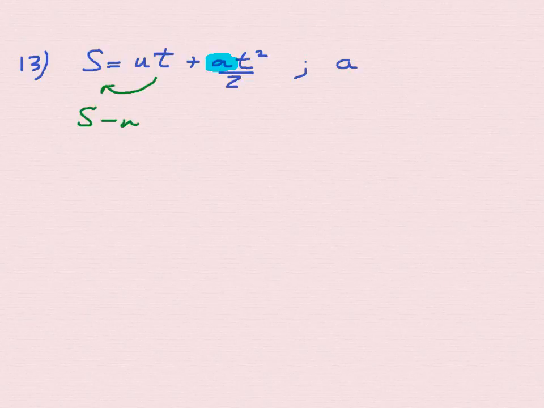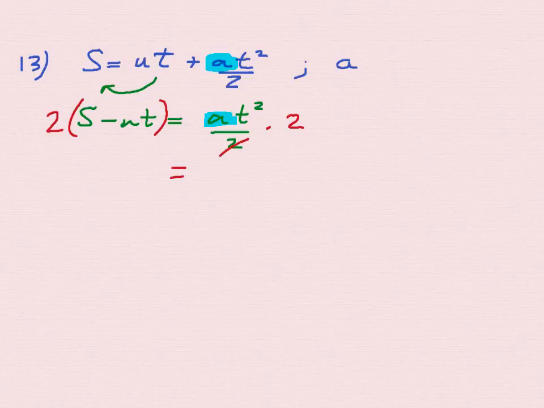S minus UT equals AT squared over 2. Now the question is not quite as bad. We're still trying to solve for A, and A right now is both multiplied by t squared and divided by 2. So, thinking opposites every time, let's now multiply both sides by 2. Because the left-hand side has 2 terms, make sure you multiply both terms by 2, so as not to just do 1/2. If I do that, I'm going to have this cancel.